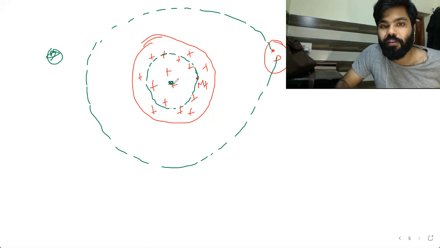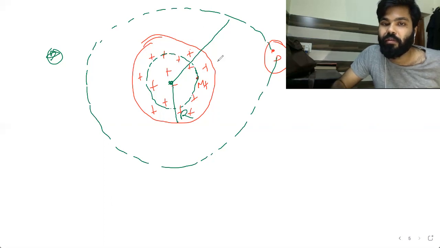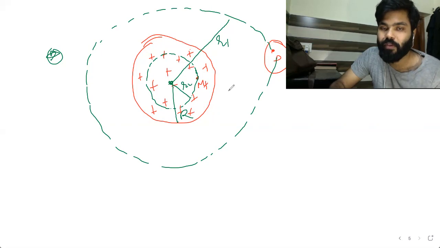Okay, the radius of the solid conducting sphere is capital R, and the radius of this sphere, which is bigger than the solid sphere, is R1, and that of the small sphere is R2. Now we are done with the first step, that is finding the Gaussian surface. For both cases, the Gaussian surface is going to be a sphere.